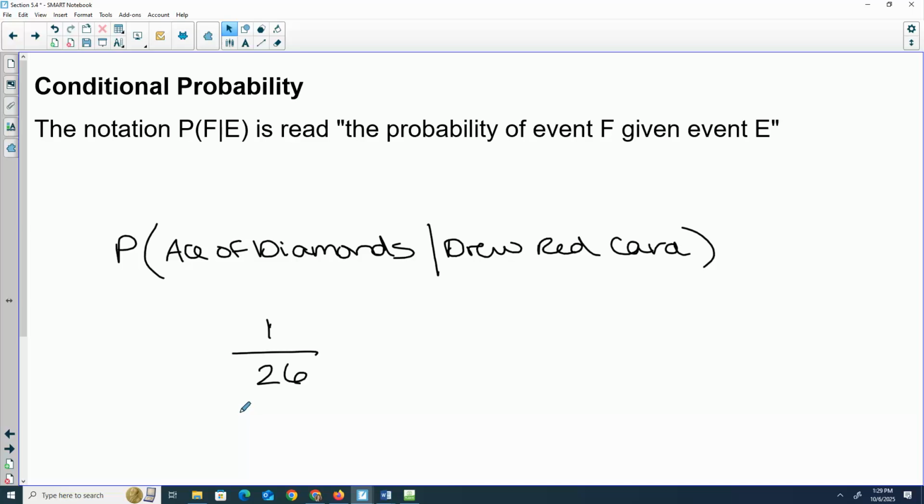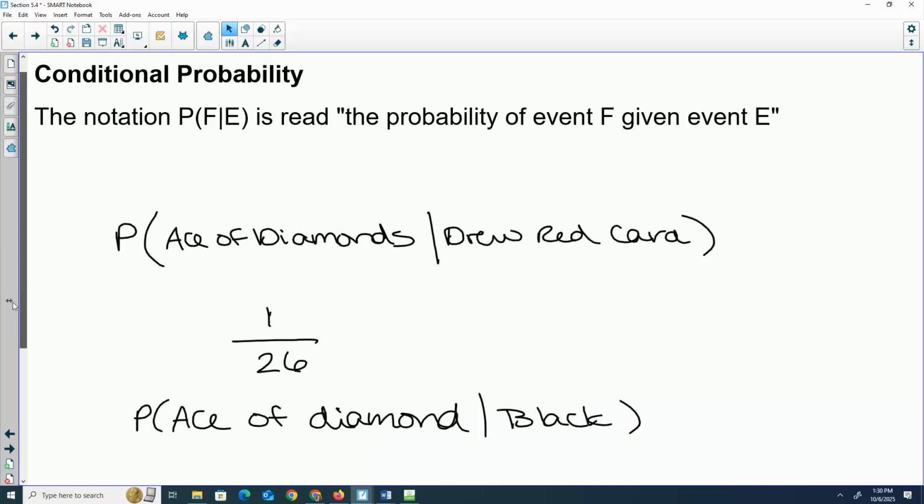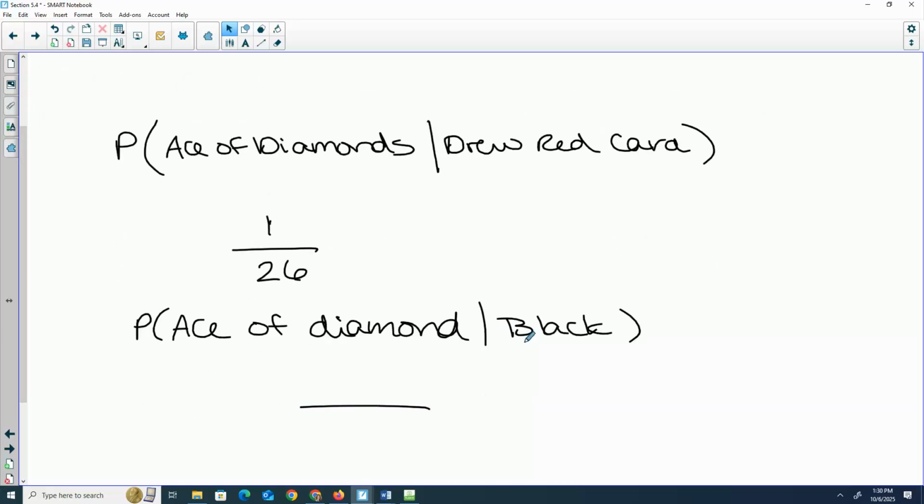What would be the probability of getting an ace of diamonds given that I drew a black card? Okay, you're on the right track. If I drew a black card, how many cards could I have possibly selected? 26. Out of those 26 cards, how many of them are an ace of diamonds?